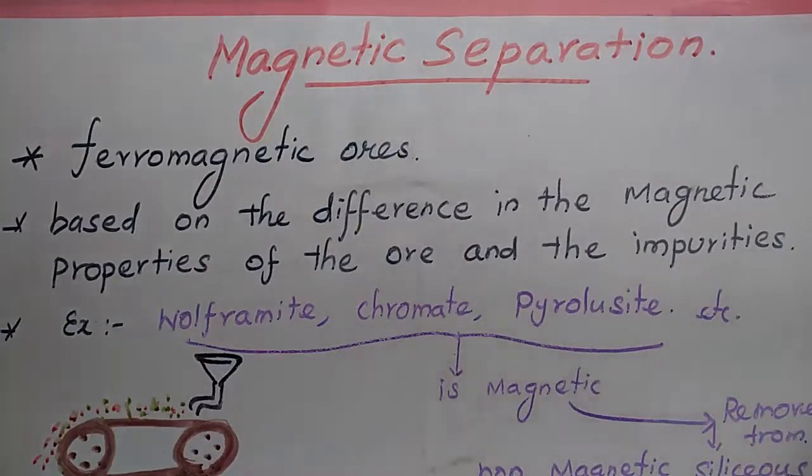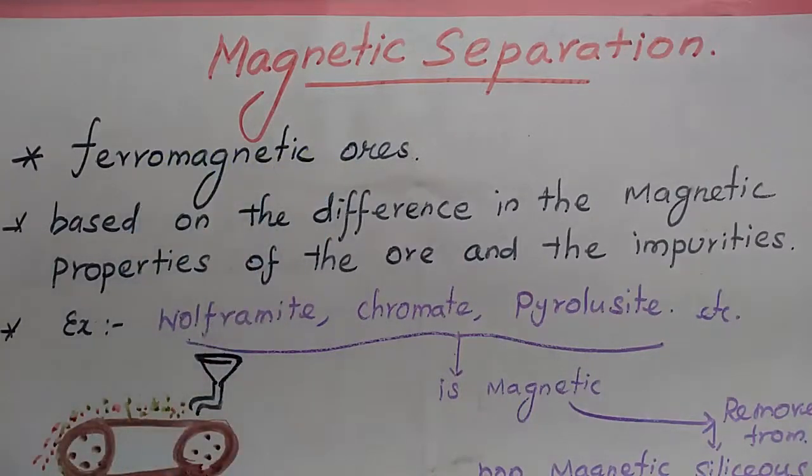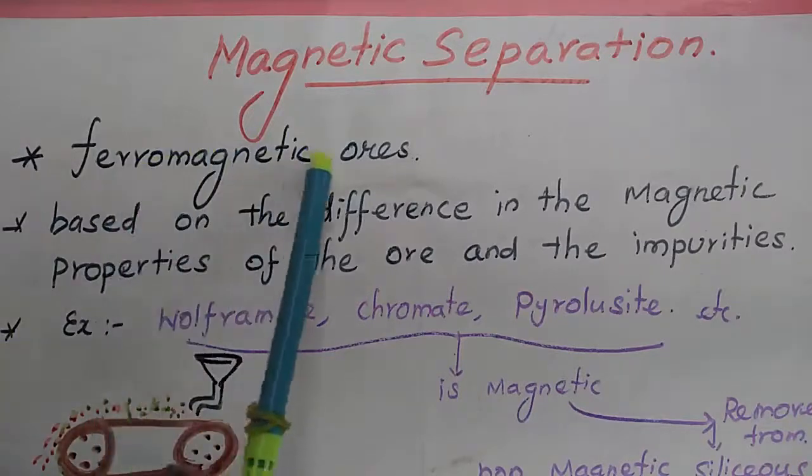Now I am going to talk about magnetic separation. It's an important question. What is magnetic separation? Magnetic separation is applicable to only ferromagnetic ores. Listen carefully. This method is applicable to ferromagnetic ores.